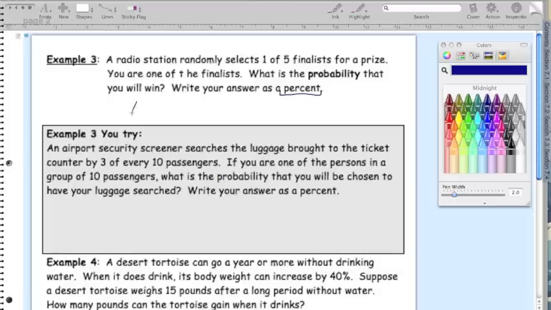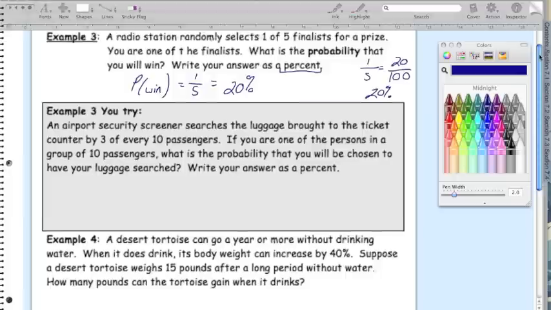So we just did probability. We want to know the probability that you're going to win. Well, there's 5 finalists. They're only going to choose 1, so it's 1/5. And we know now that that is 20%. If you didn't know that, again, you just turn it into a fraction that has 100 as a denominator, times 20 times 20, 20%. Okay, but it's one of those ones we should have memorized.